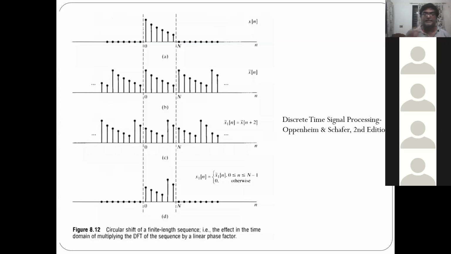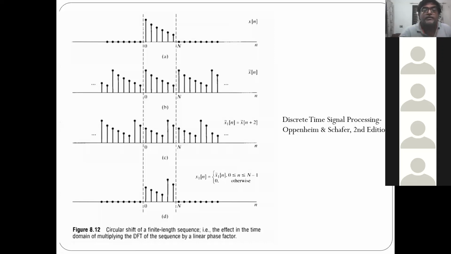We'll look at this illustration here. Look at this finite duration signal. This is x of n. How many samples are there in x of n? You can just count them. There are 6 samples, right? So 0 to 5. x of n has samples from 0 to 5. N minus 1 is equal to 5, N is equal to 6.